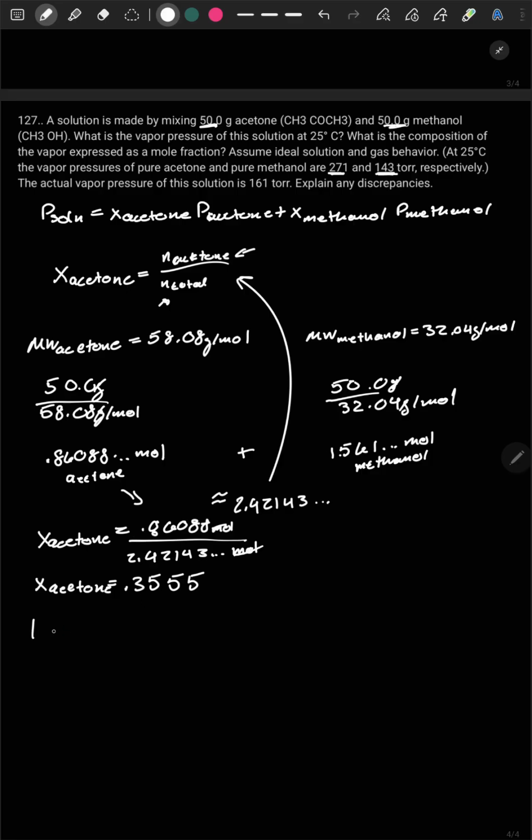So instead of going through the entire thing of setting this up again, we can just subtract from 1, like in the last ones, because mole fraction plus mole fraction equals 1. So x of methanol, or the mole fraction of methanol, is just going to be equal to 0.6447.